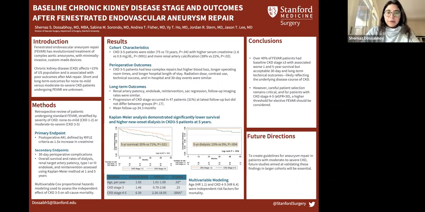Their radiation dose, contrast use, operative technical success, in-hospital and 30-day events were similar between the two groups. In terms of long-term outcomes, renal artery patency, endoleak, reintervention, sac regression, and follow-up imaging rates were similar between the two CKD groups. The progression of CKD stage occurred in 47 patients, or 31% of the total cohort at latest follow-up, but did not differ between the two groups. The mean follow-up was just over 34 months.